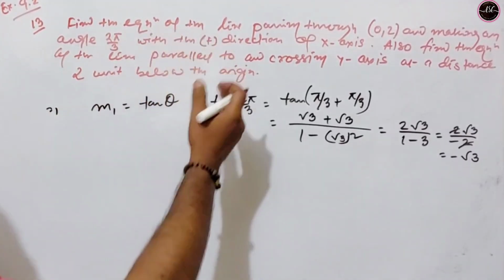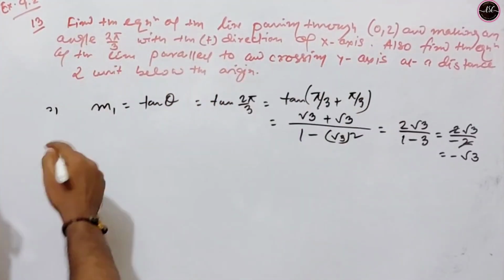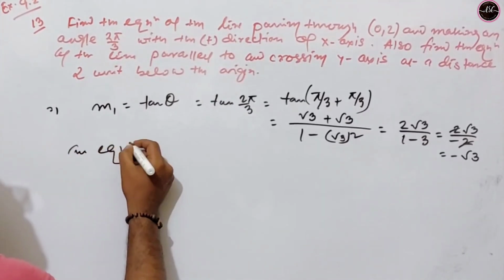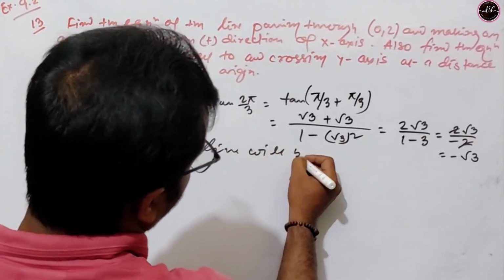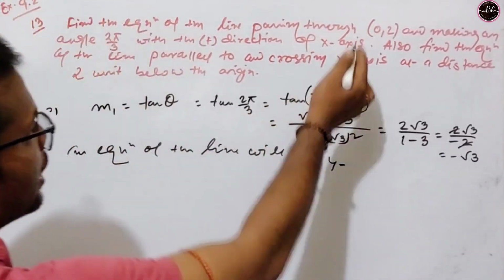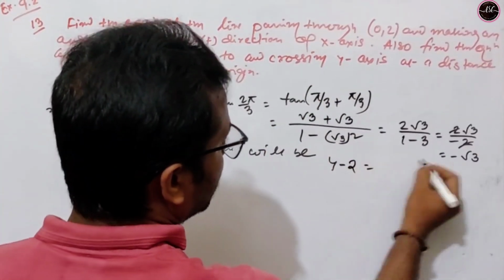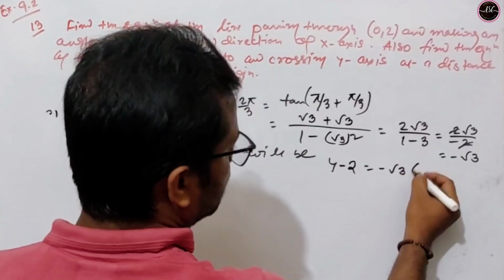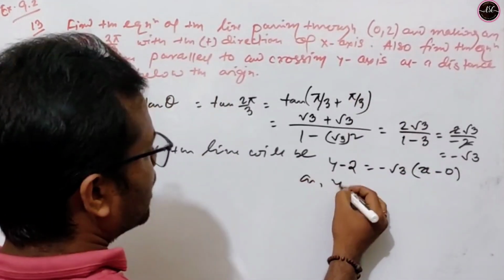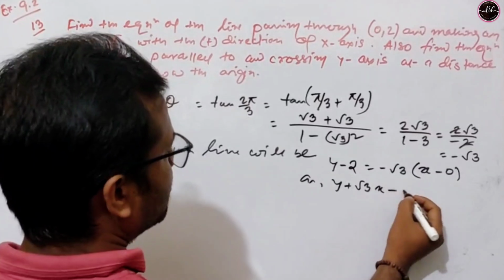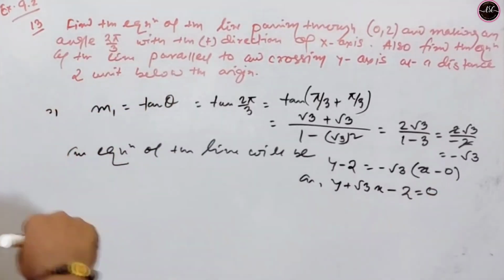M1 means the line passing through (0, 2). So the equation of the line will be y minus y1, where y1 equal to 2, equal to m, which is minus root 3, into (x minus x1), where x1 equal to 0, or simply y plus root 3 x minus 2 equal to 0. Okay, that will be the equation.